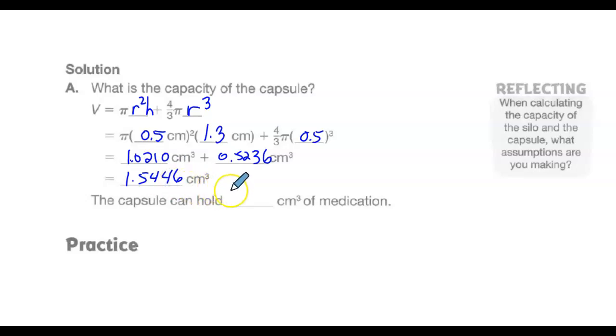Okay, now let's do it in milliliters, because that's what we'll talk about medicine in. And so 1 centimeter cubed, remember, is 1 milliliter. So that's going to be, we'll round to the nearest tenth, 1.5 milliliters. Okay, so now you can work on the practice for 4.9.